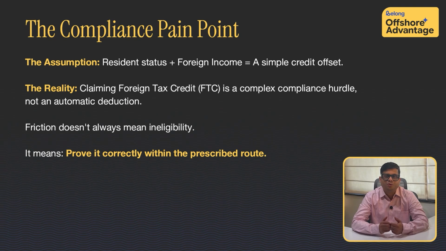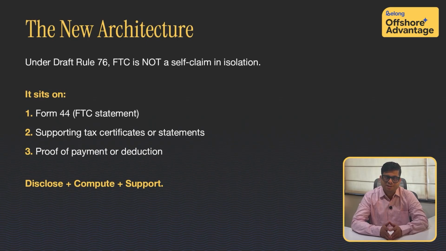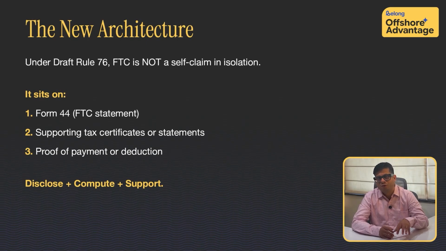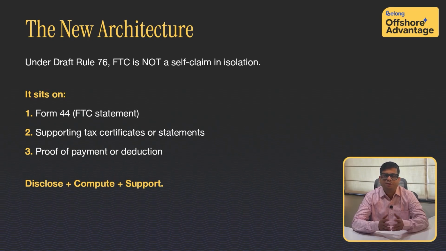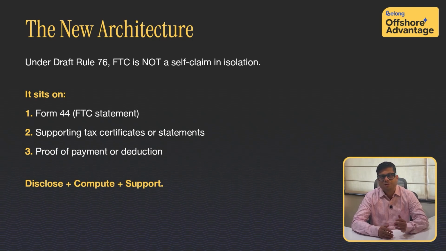Now, before we go into what is changing, one line that will keep you legally safe and practically sane. Under Draft Rule 76, FTC is not a self-claim in isolation. It sits on Form 44 plus supporting tax certificate or statements plus proof of payment or deduction. That is the architecture. So when people say, I'll just disclose it and claim it, no. Disclose it, compute it, and support it with the prescribed documents.